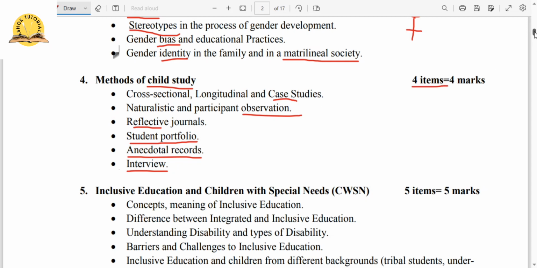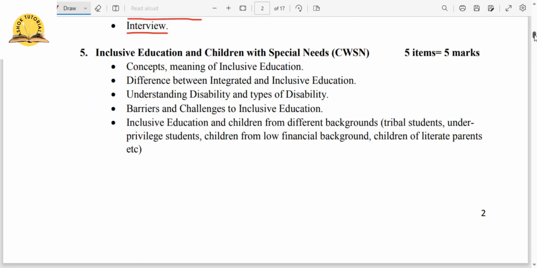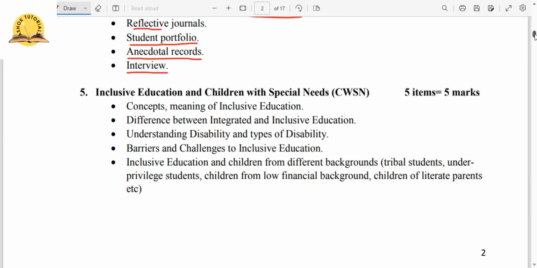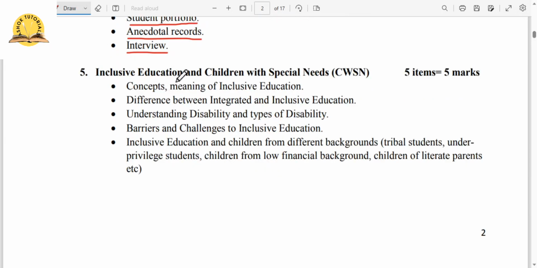Now let's go to unit number 5. Is this the last unit? No, there are some more. So this unit, right? Inclusive education and children with special needs. Remember this short form always. CWSN means children with special needs. Now inclusive education, this term is very much important, all right? Now we will be learning about the concepts, meaning of inclusive education. What are the different concepts of inclusive education? Now what is the actual meaning of inclusive education? All right, all this we will be learning.